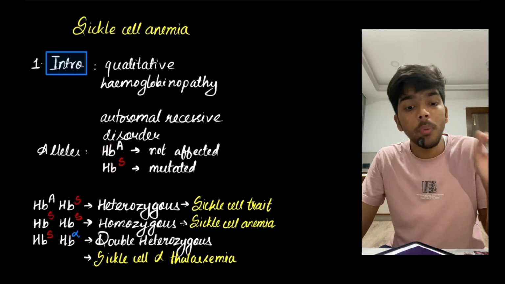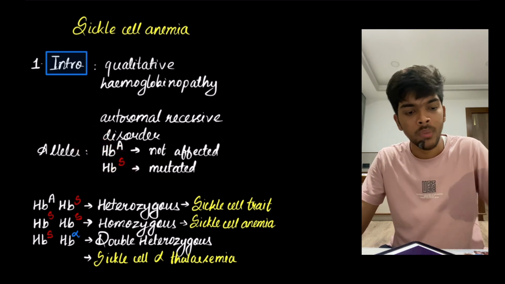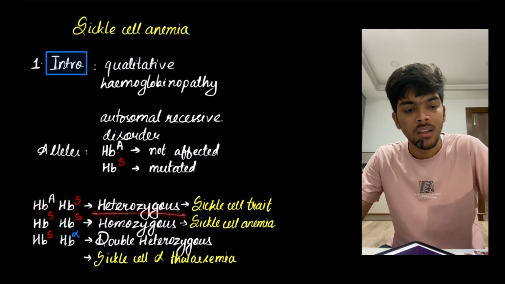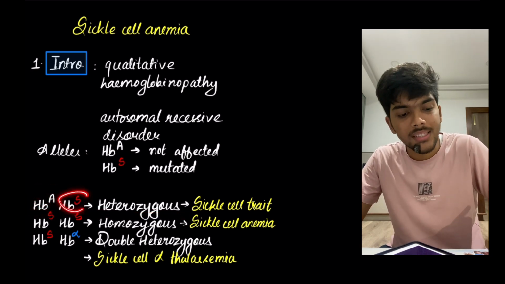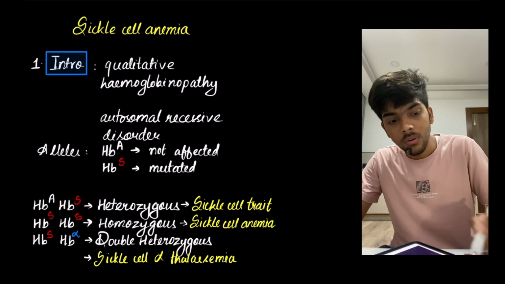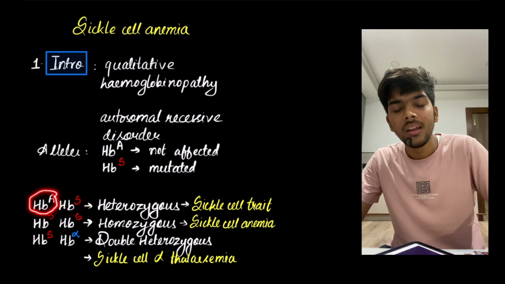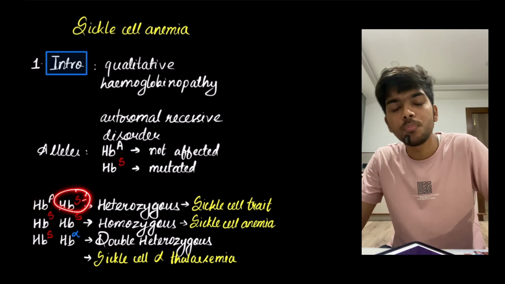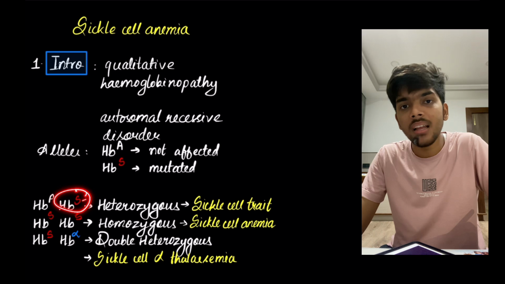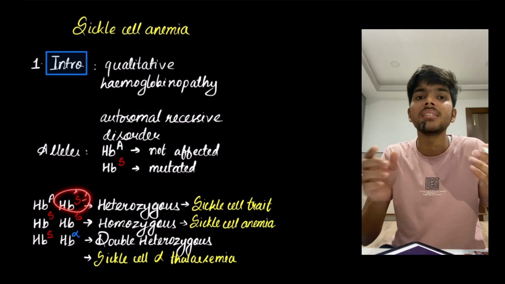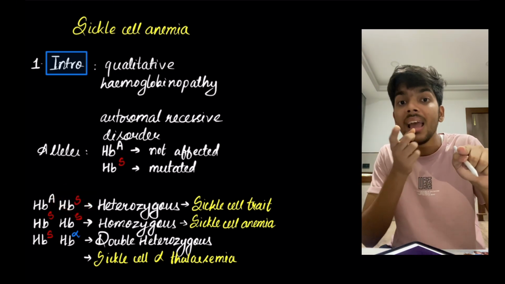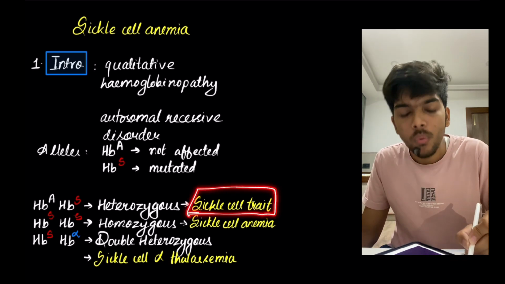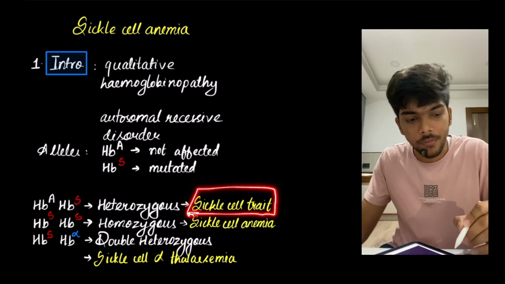Now, what are the possible combinations of these two alleles? We can have HbA, HbS. This is heterozygous, where HbA is dominant and HbS is recessive. HbA codes for normal hemoglobin, and HbS codes for sickle cell hemoglobin. So there is a combination of both normal RBCs and sickle cell RBCs. This is called sickle cell trait, where the person can lead a normal life.